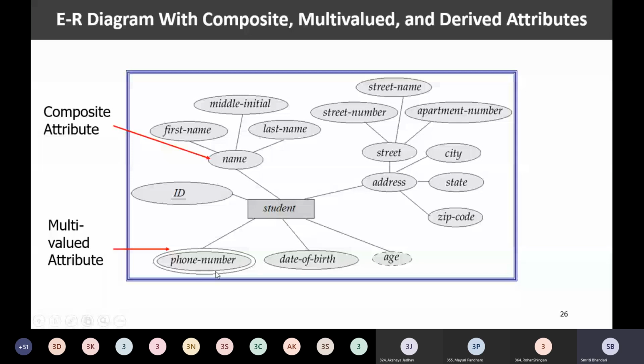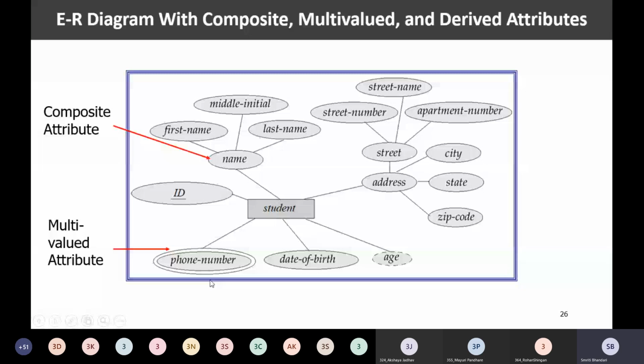Now, we have here phone number, one of the attributes of student. If we look at this, phone number is represented as a double ellipse. What do we mean by this double ellipse? Phone number is a multi-valued attribute. What do we mean by a multi-valued attribute? This attribute can store multiple values. So we say that it is a multi-valued attribute. So in an ER diagram, if we want to denote a particular attribute as multi-valued, we make use of a double ellipse.